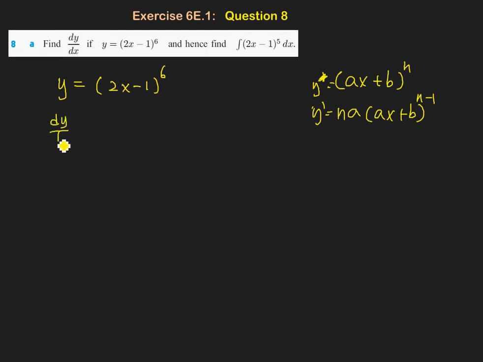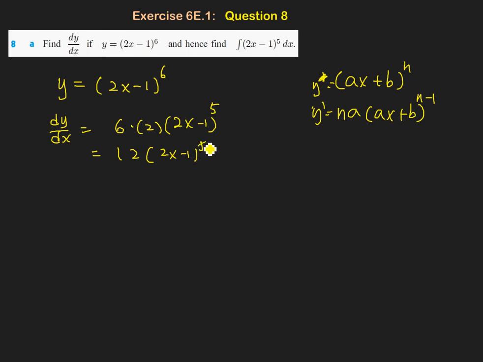dy/dx is 6 times 2. What we're going to do is differentiate this with respect to x. You get 2. So you have 2x minus 1. This is 6 minus 1, so you get 5 here. And so you have 12 times (2x minus 1) to the power 5.